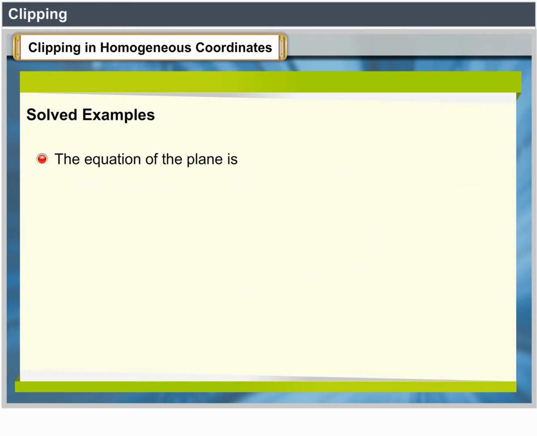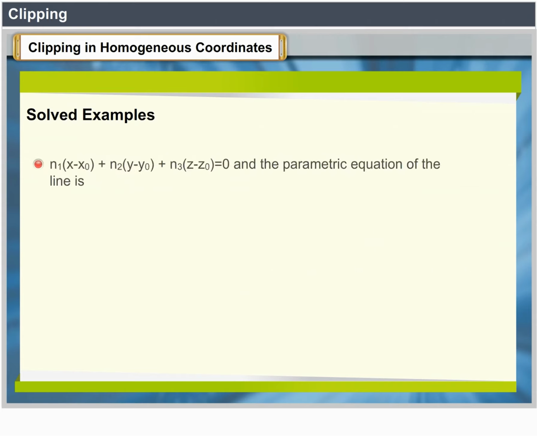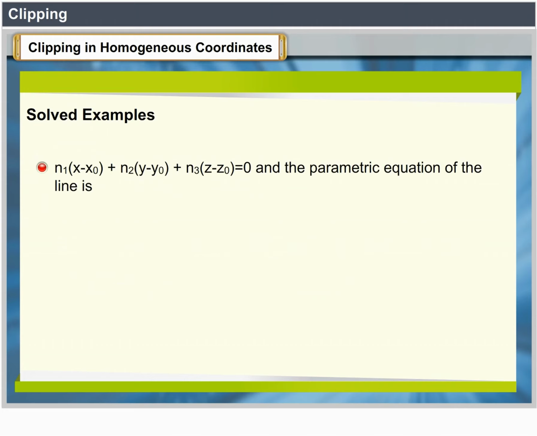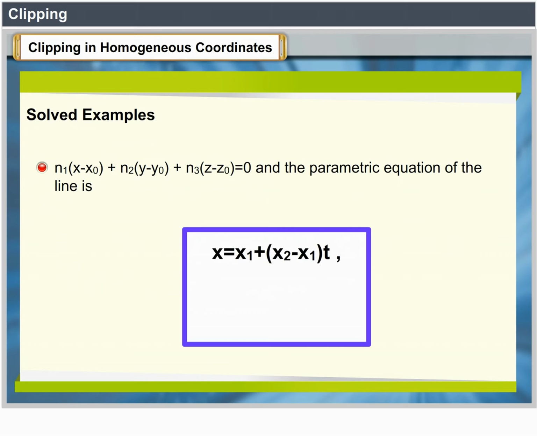The equation of the plane is n1 times (x minus x0) plus n2 times (y minus y0) plus n3 times (z minus z0) equals 0, and the parametric equation of the line is x equals x1 plus (x2 minus x1) times t, y equals y1 plus (y2 minus y1) times t, and z equals z1 plus (z2 minus z1) times t.